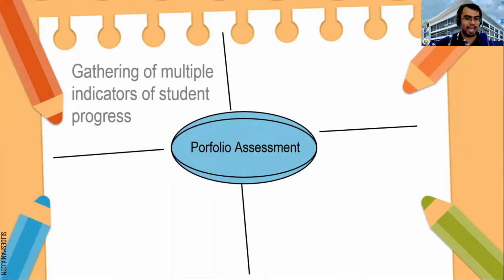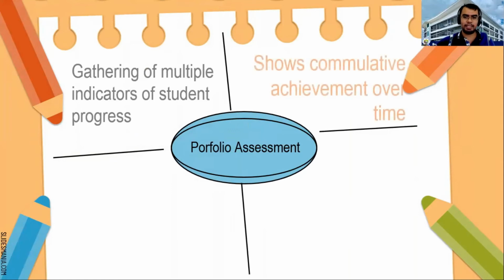Portfolio assessment is gathering of multiple indicators of student progress. So multiple indicators. This is not limited to the test scores that we are going to include. And it shows cumulative achievement over time. Cumulative means you are going to add up all the activities and compile them. These activities are coming from the very first day of class up to the last activity. So you are going to compile it and arrange it. And then we will evaluate if the things that you have collected over time, from the first day of class up to the last activity, show progress.